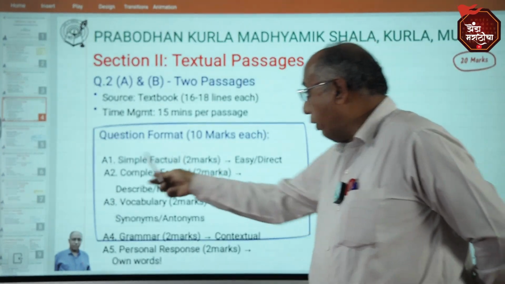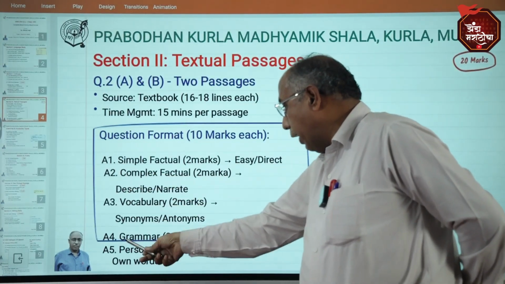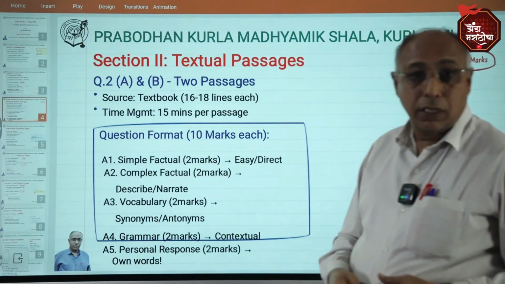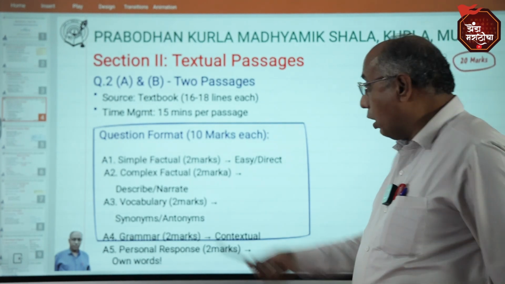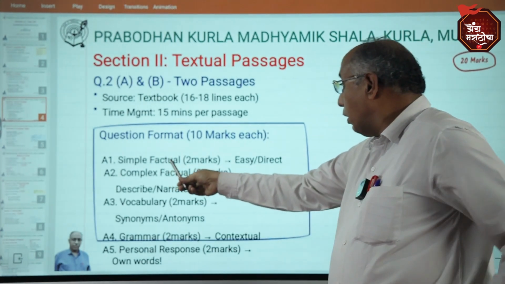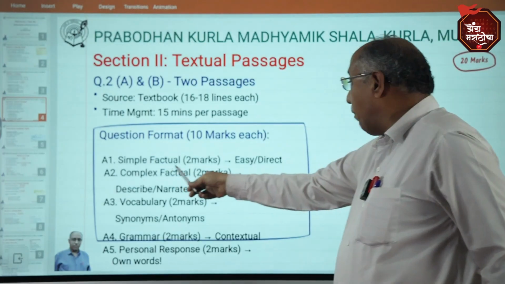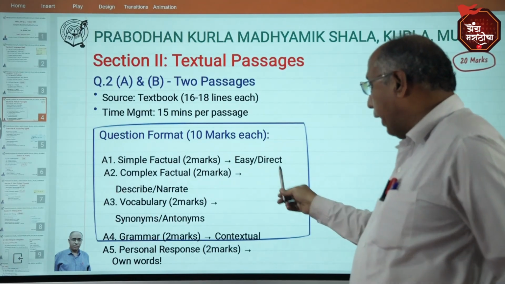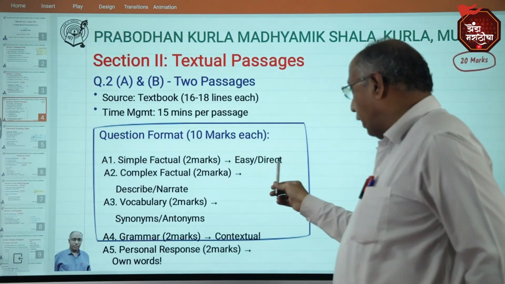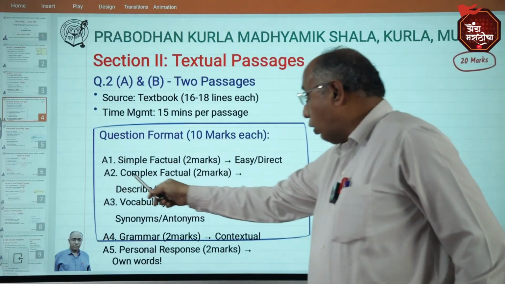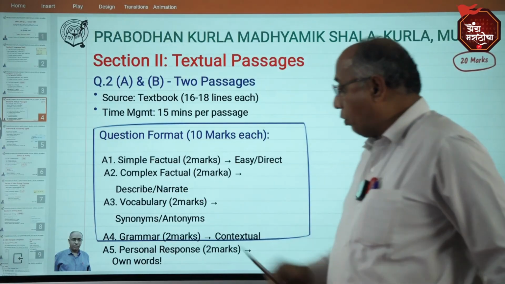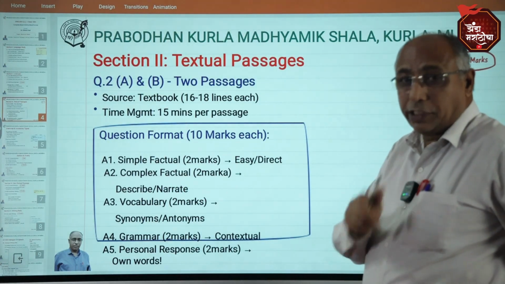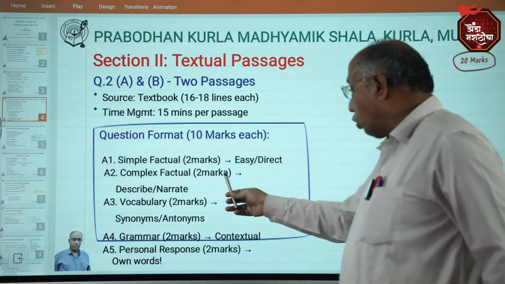Activity 1, activity 2, activity 3, activity 4 and activity 5. Each and every activity will be different from another one. Activity A1 will be a simple factual question, that will carry 2 marks. So, an easy activity. Activity number 2 is complex factual. Both are factual but simple and complex. Try to understand it properly. That will also carry 2 marks.